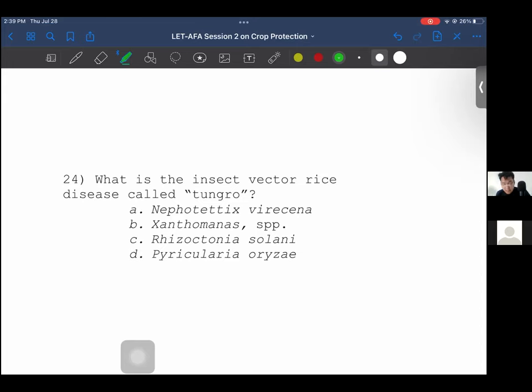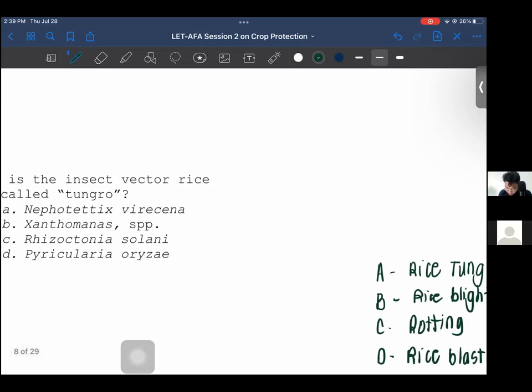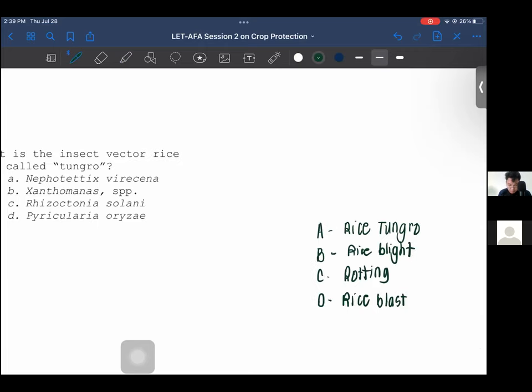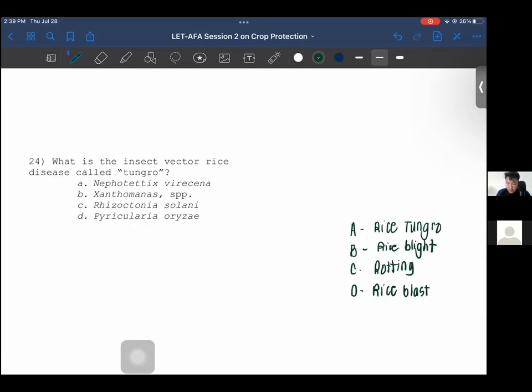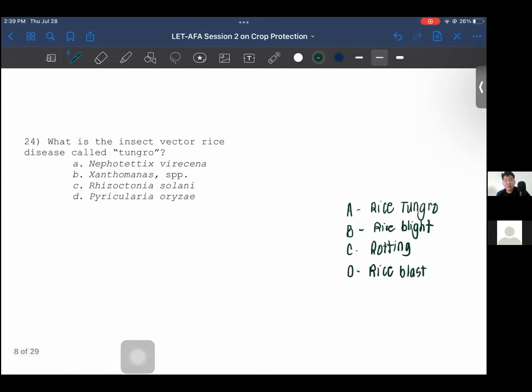So here, sige, I will discuss na agad-agad dito, kasi these are important na mga scientific names. Kapag una, siguro na-overwhelm na ako, okay, ano itong mga 'to? Ganyan. So, I want to discuss them deeper. So, ang letter A, ayun yung nagkakos ng rice tungro. Remember that. Nephotettix virescens. Xanthomonas is a type of bacteria.